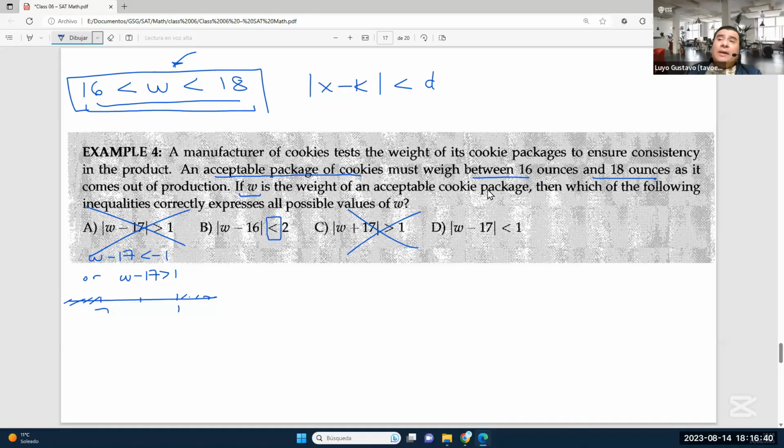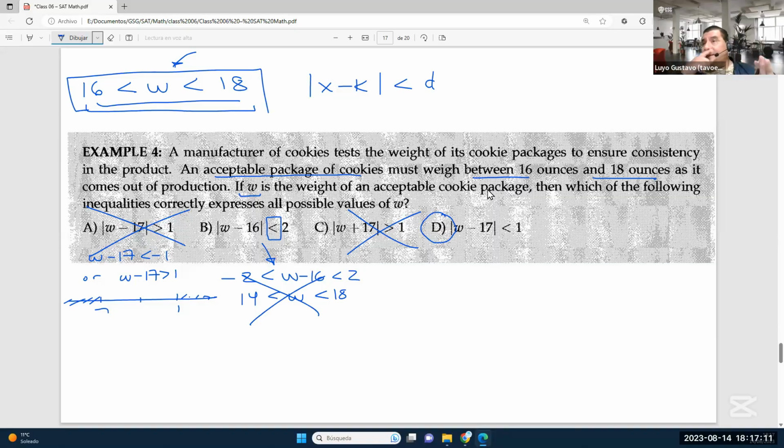Okay, W minus 16 in absolute value is less than 2. It means that W minus 16 must be between negative 2 and 2. So add 16 to each of the parts, and you get 16 minus 2, 14, W, and 18. Does this match? No, it doesn't. So obviously it must be this one. We have no more choices to try.